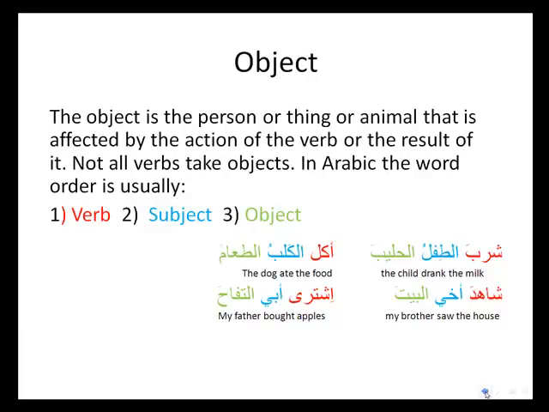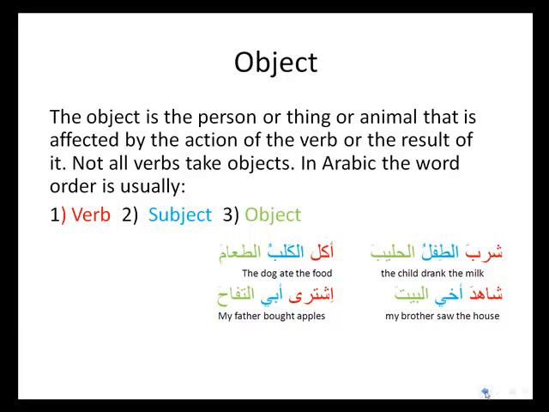Next thing we're going to talk about is objects. And the object is the person or thing or animal that's affected by the action or the result of the verb. Not all verbs take objects, like we saw in the examples on the last page. Nama al-qittu, the cat slept. We don't need an object here. No one is affected by this sleep.